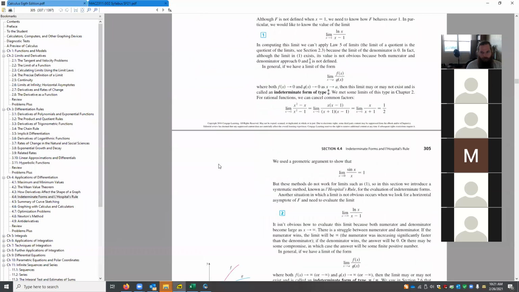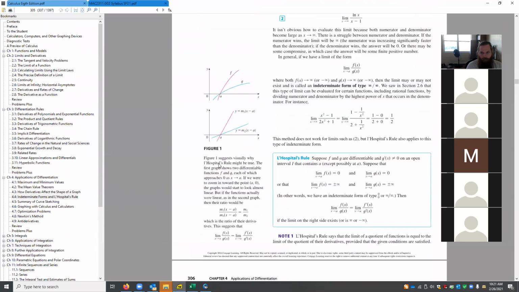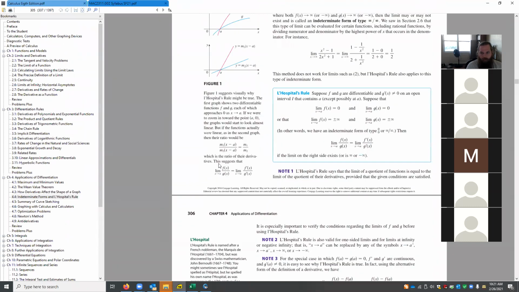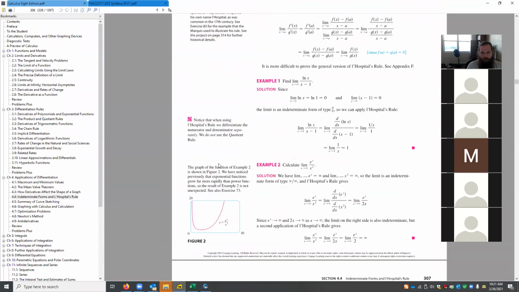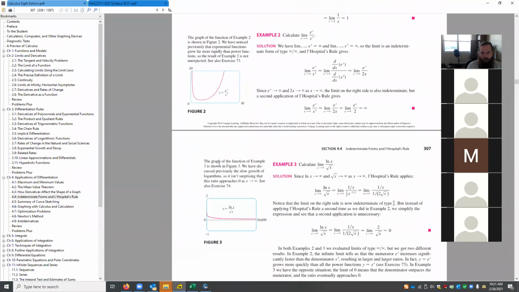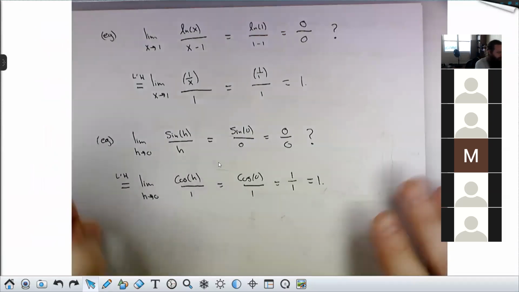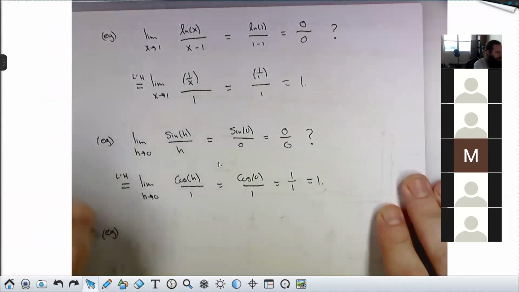Some more examples. Yeah, okay, those are the ones that they chose too. This is also super useful for limits at infinity. Yeah, let's do this. Only I'm gonna turn it over.